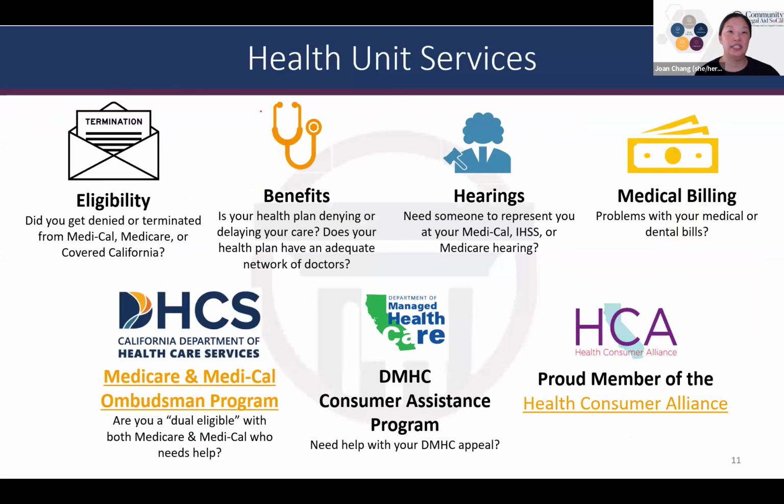I like to think of these as our buckets of areas that we assist with. Eligibility is when you're applying for a particular program, whether you applied and got denied, or got terminated from programs like Medi-Cal, Medicare, and Covered California. Once you have coverage, there is access to care and benefits. Have you been experiencing delays in your care? Are there an adequate network of doctors? If you have a rare condition and your HMO doesn't have a specialist who treats it, how do you get access to those doctors and specialists? We can help with those things.